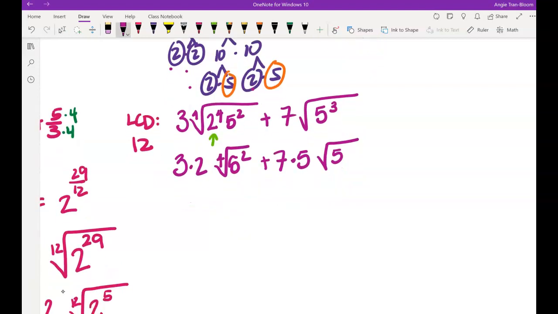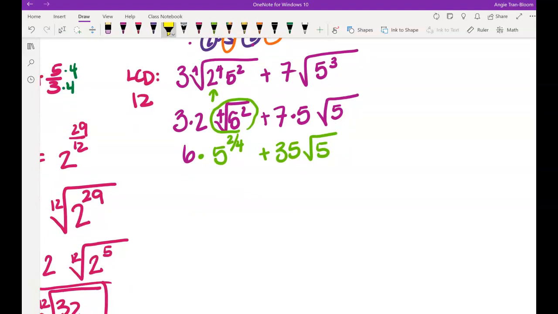Let's simplify on the outside. This is 6 right here. And at the same time, we are going to rewrite this as a rational exponent, which is 5 to the power of 2/4. This is plus 35 square root of 5. Nothing we can do. Oops, square root of 5, not 5 index. Square root of 5. Not much we can do here, guys.